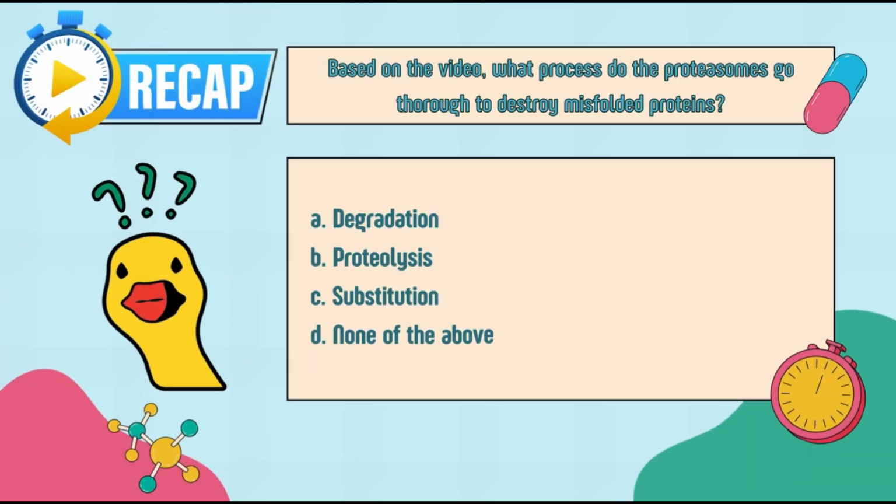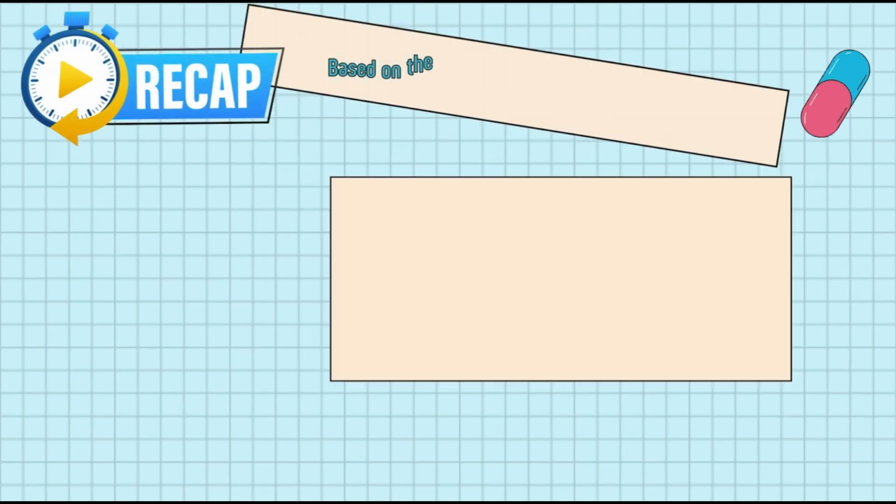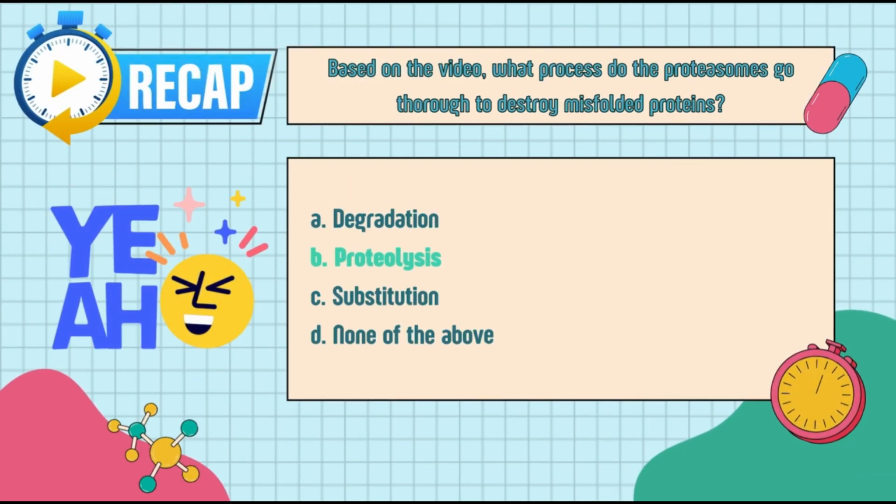Next question. Based on the video, what process do the proteasomes go through to destroy misfolded proteins? A. Degradation. B. Proteolysis. C. Substitution. Or D. None of the above. The answer is B. Proteolysis.